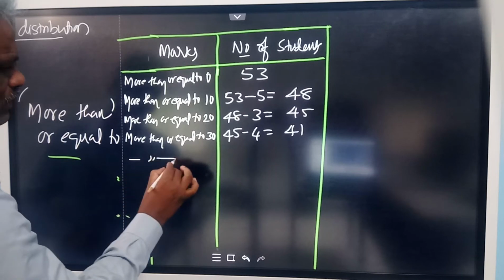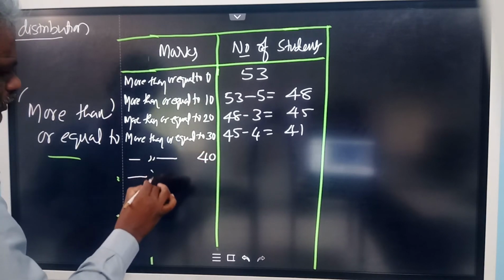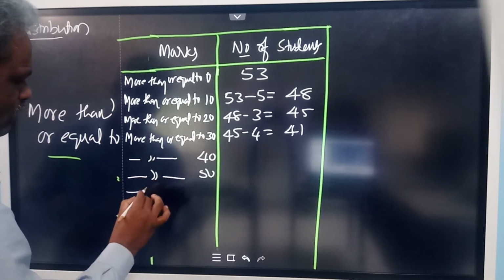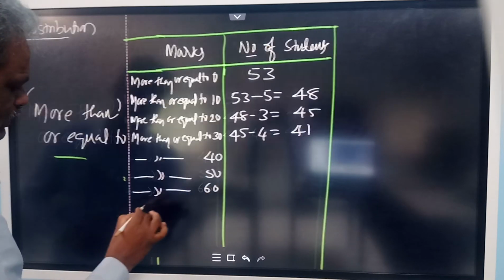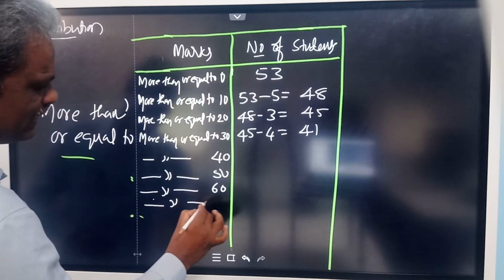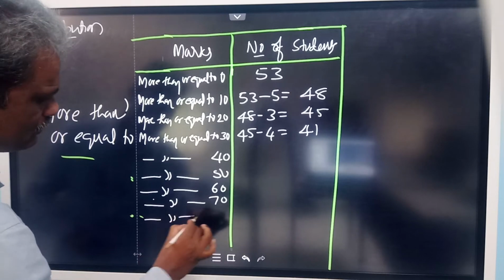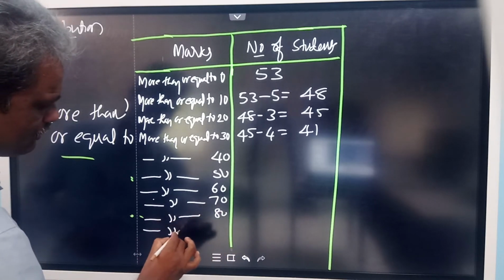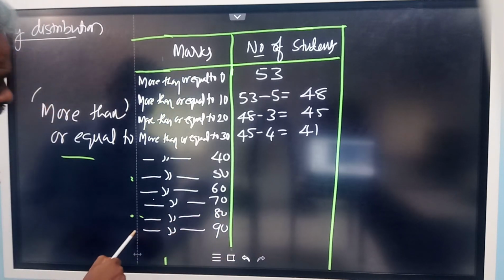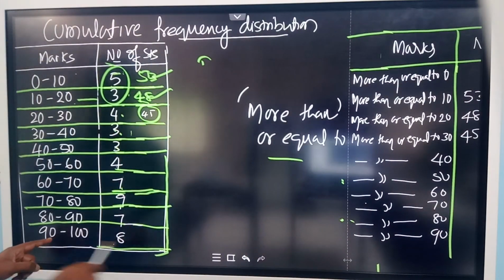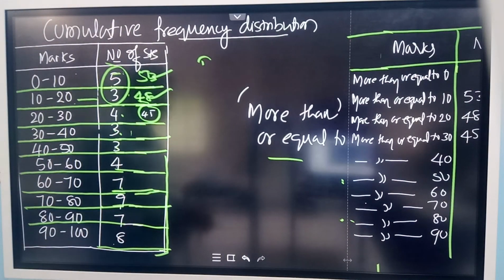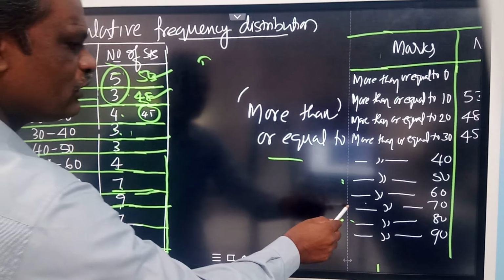Similarly, more than or equal to 40. So you have to find out more than or equal to 50, more than or equal to 60, more than or equal to 70, more than or equal to 80, more than or equal to 90 you have to find out. So that is the last one. More than or equal to 90 is the last one. More than 100 you will not get. So now let us do it one by one.